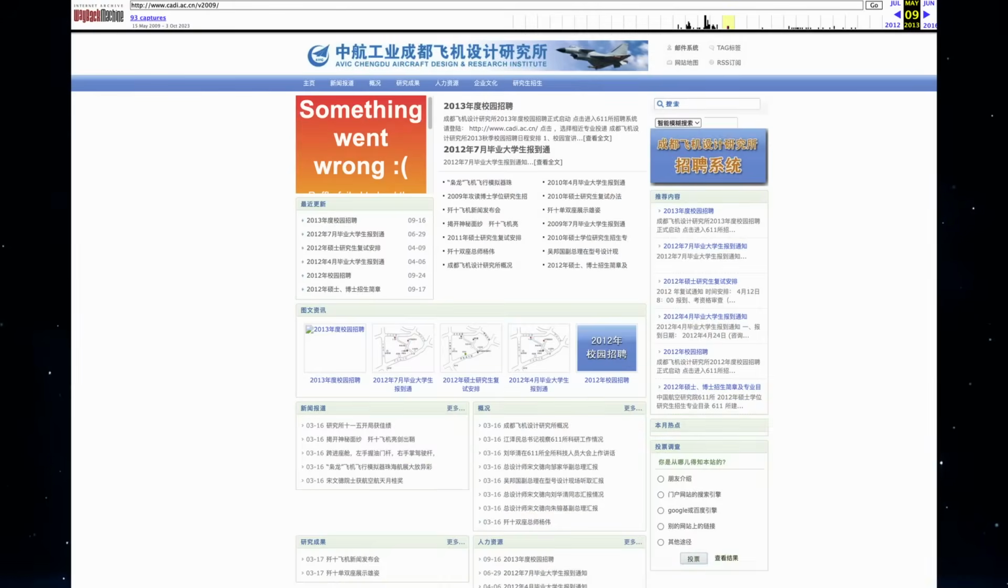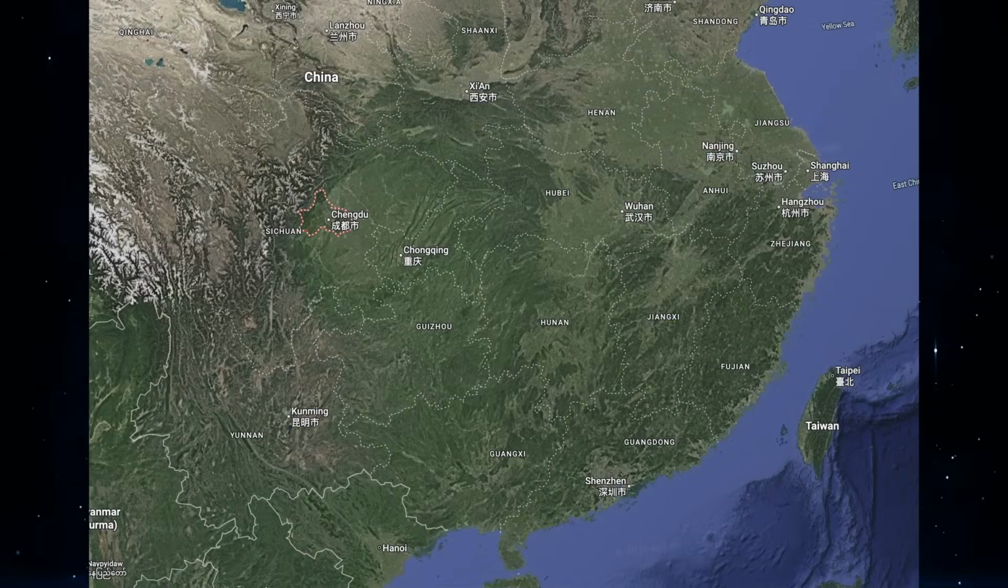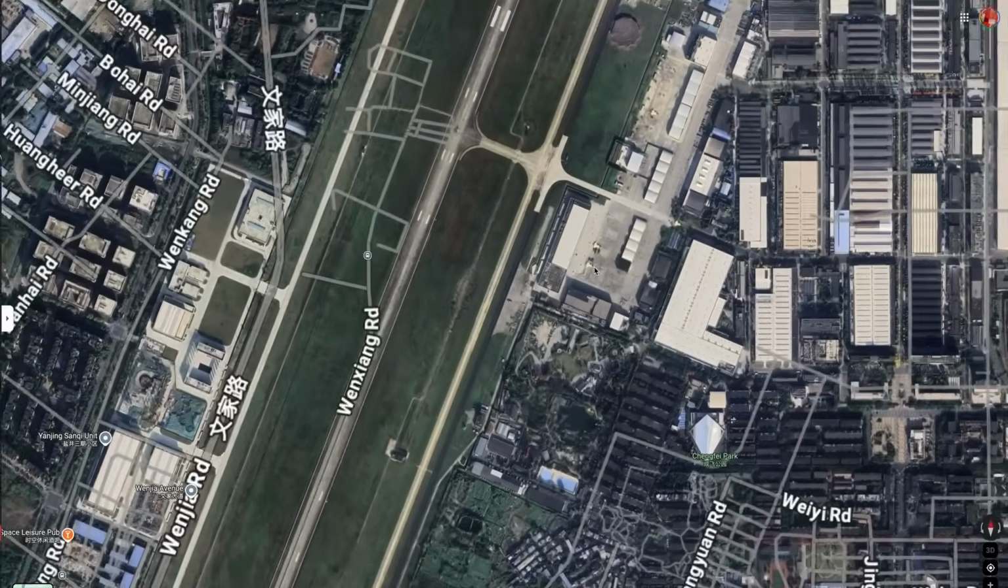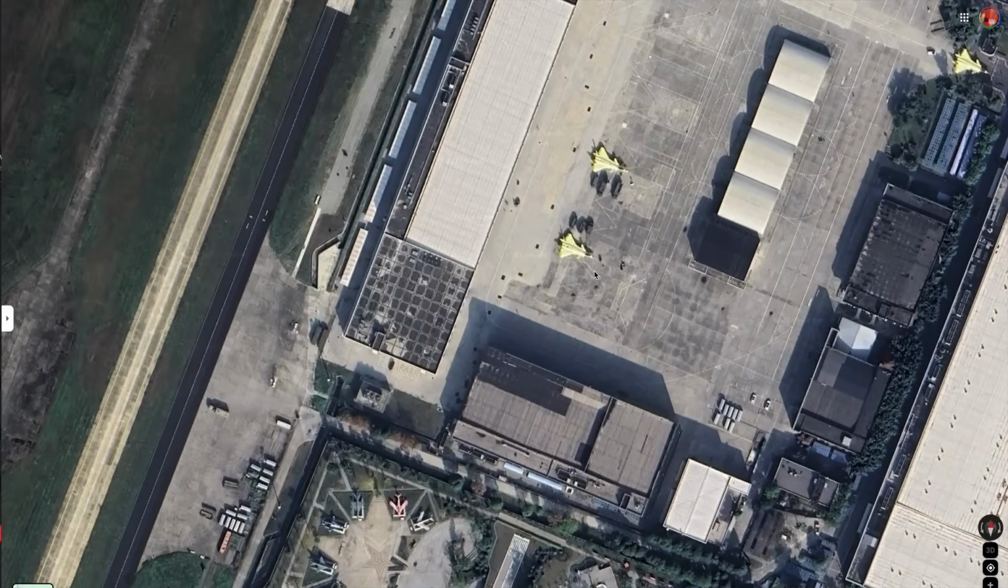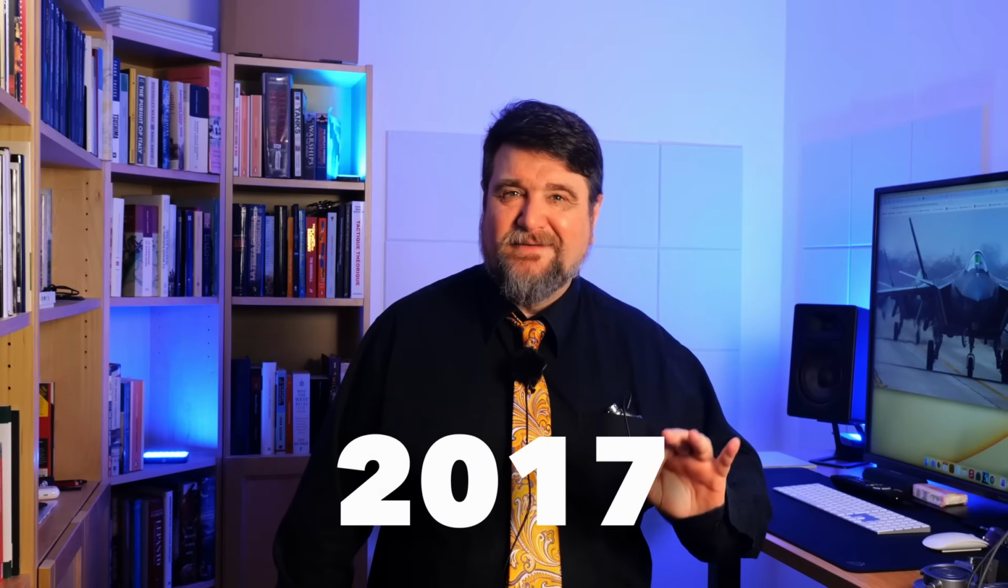The home of Chinese fifth generation is the 611th Institute in Chengdu, which works with Chengdu Aircraft Corporation. The story of the J-20 development is remarkably short. The aircraft flew for the first time at the beginning of 2011, with the first operational, not test, not experimental, operational units being formed in 2017.